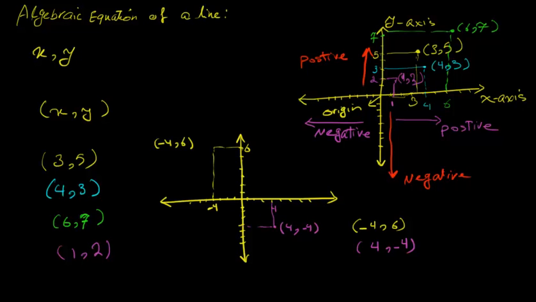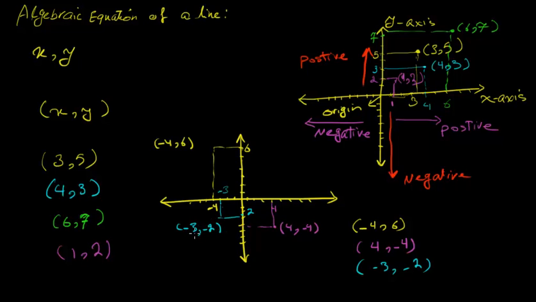Let's say we have -3 and -2. -3 is x, so we move toward the left. 1, 2, 3. This is -3. And we have -2, so we move down. 1 and 2. This is -2 on the y-axis. So our point is -3 and -2.